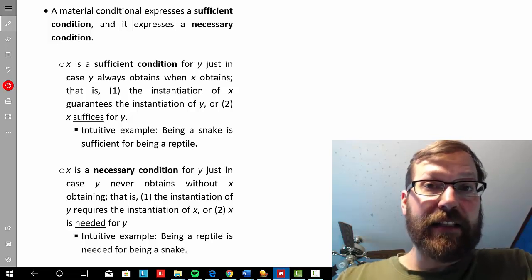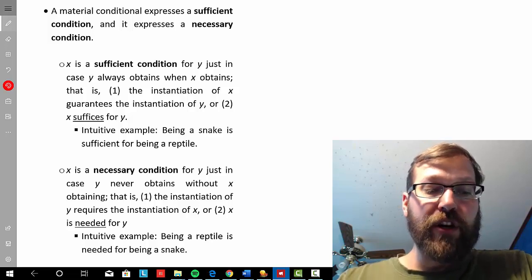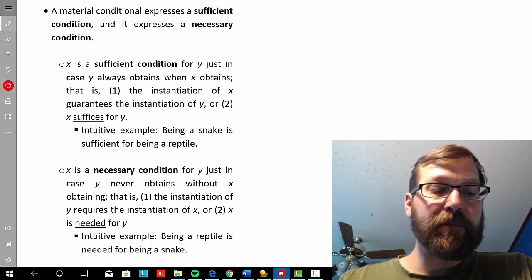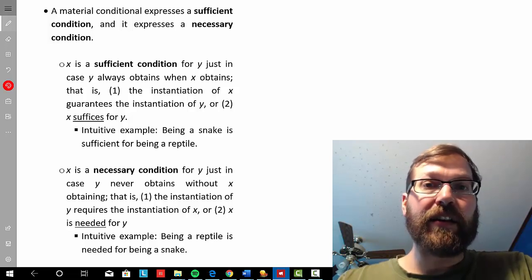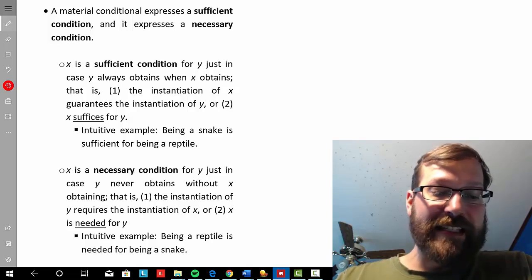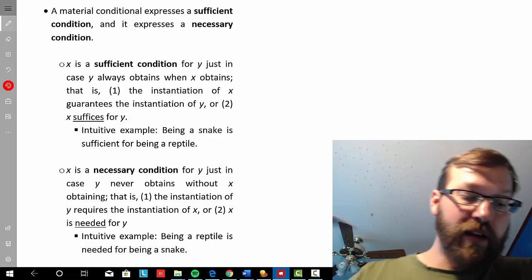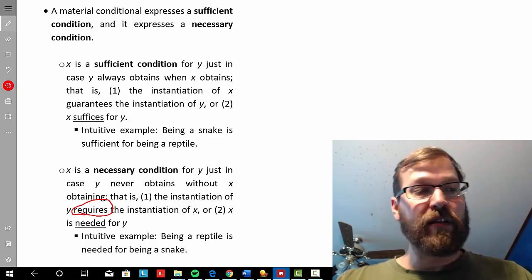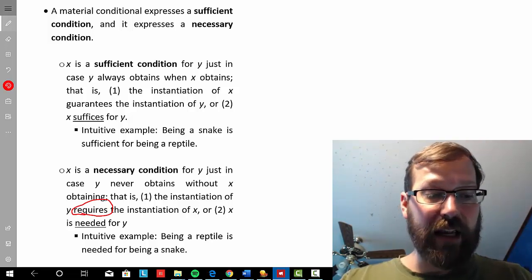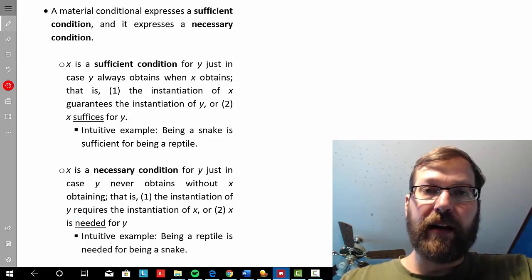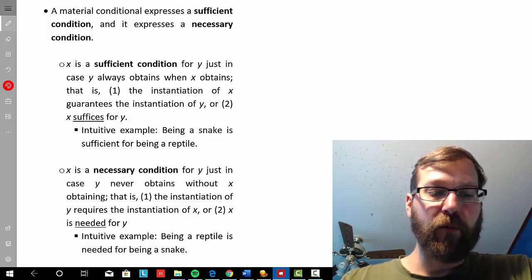Alright, so X is a necessary condition for Y, just in case Y never obtains without X obtaining. So it's necessary in the sense of a requirement. The instantiation of Y requires the instantiation of X. You cannot get Y without having also X. Another way to think about it is X is needed for Y.